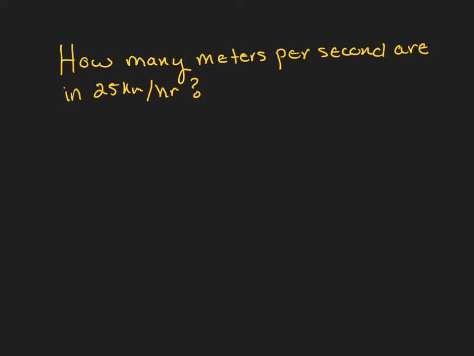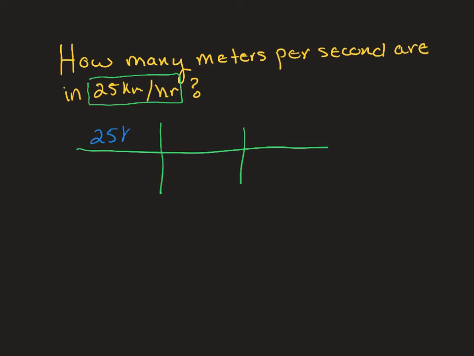Now, the first thing I'm going to do is draw my factor label bar. And notice I'm making more spots than the last example problem that we did. The reason for that is when we look at what we were trying to convert, we are going to have to convert the 25 kilometers, but we also have to convert the hour. So we're going to convert the kilometers into meters and the hour into seconds, and that's going to require two conversions.